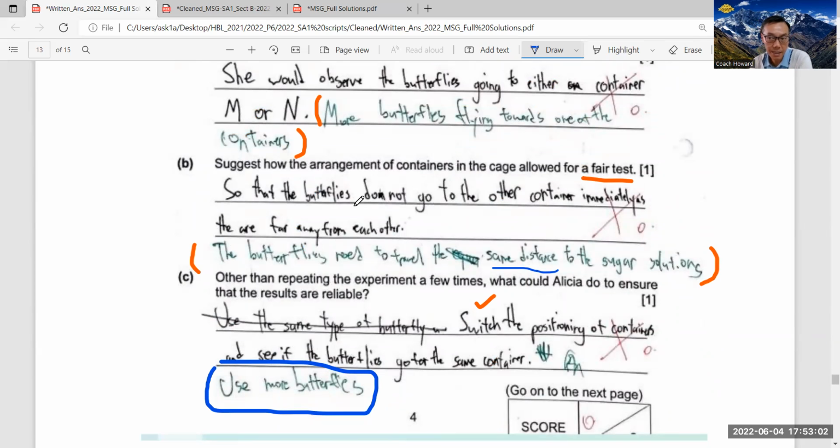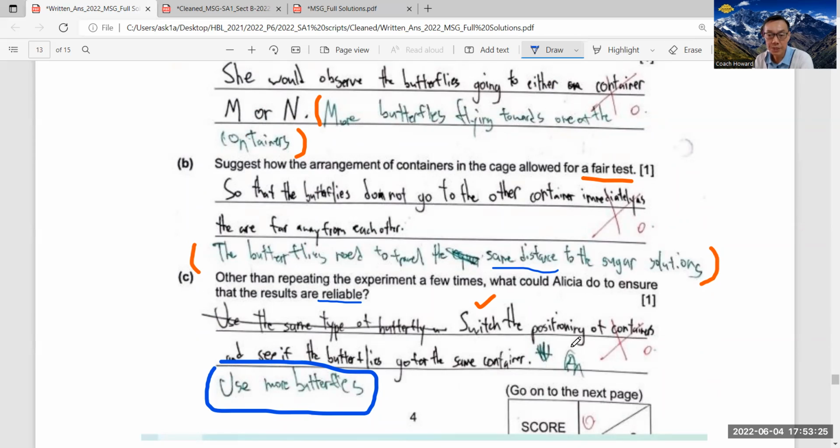Okay, actually part C, if you notice, part C, it says that other than repeating the experiment a few times, what could Alicia do to ensure the results are reliable? Okay, reliable means if you continue to do the experiment a few times, you get back the same result.